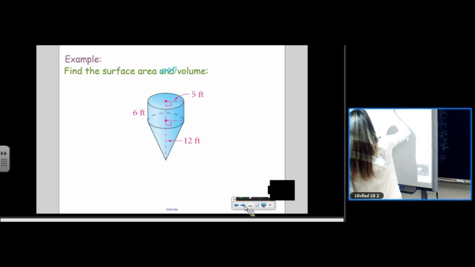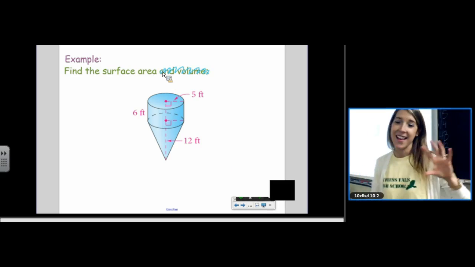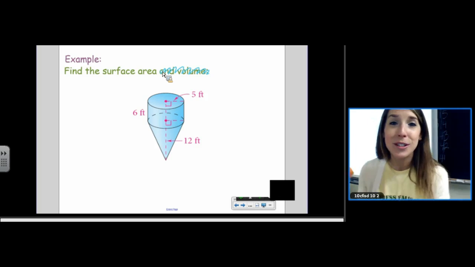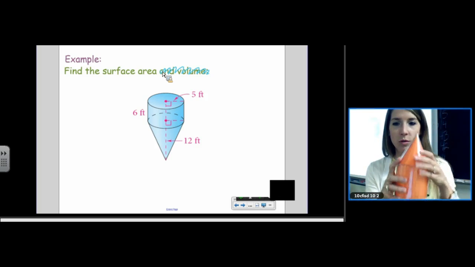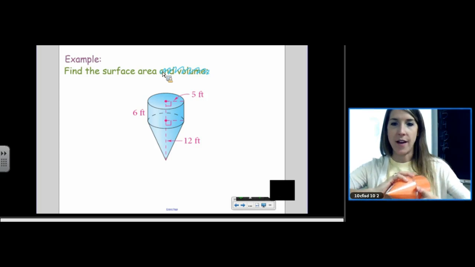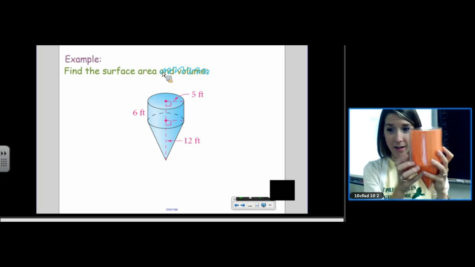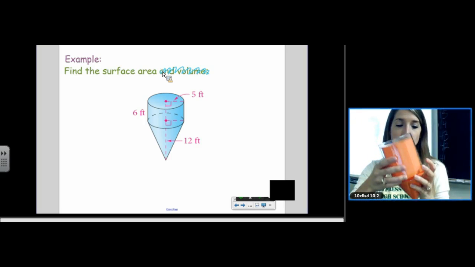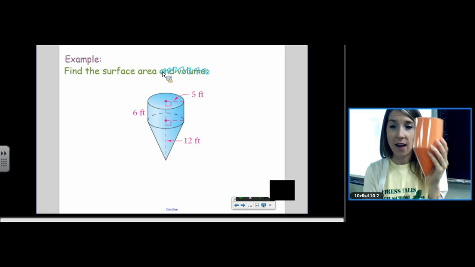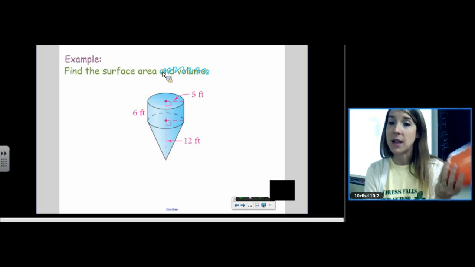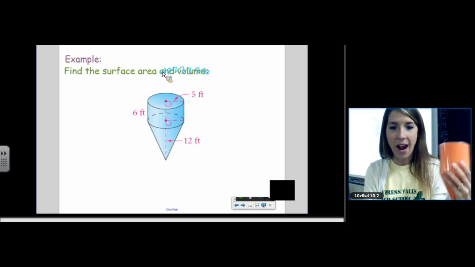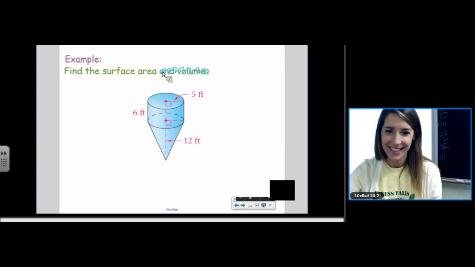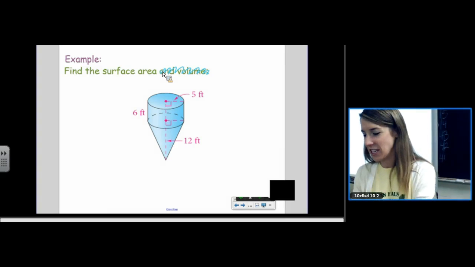Composite figure just means that I am creating a new solid out of 2 or more solids. This is a new solid, and I want you to find the surface area of this solid, not of these separately and add them together, because I have formed a new shape, and I only want the surface area of the new shape. I'm going to give you some time to think about this one before I teach you the strategy. Okay, let's talk strategy here.